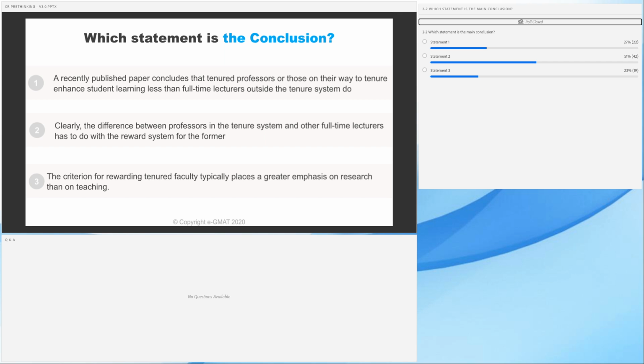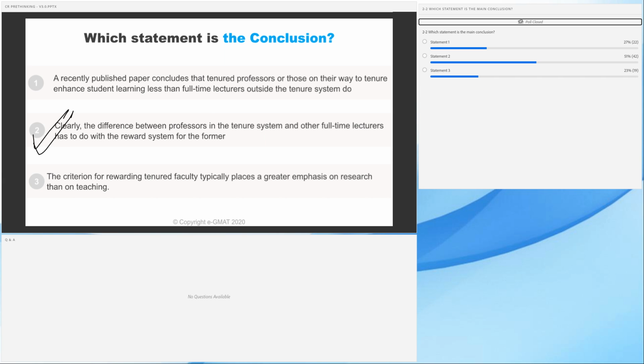51% or 42 of you think statement 2 is the main conclusion, and you guys are absolutely correct. Statement 2 is indeed the main conclusion. But you can really see that half the class thinks either statement 1 or statement 3 is the main conclusion. Okay, so let's figure out why statement 2 is the main conclusion.